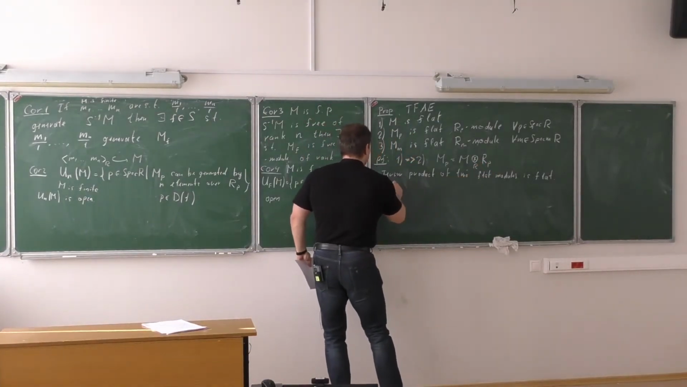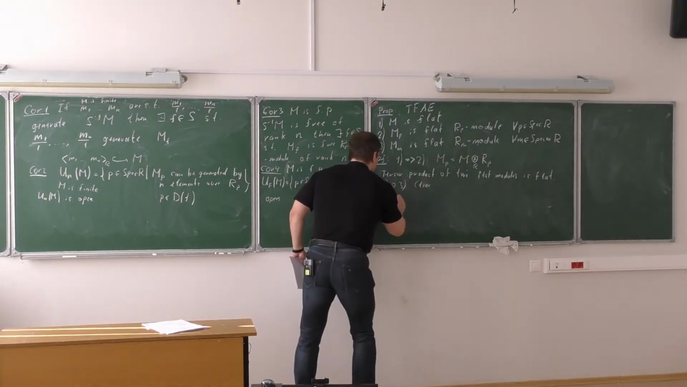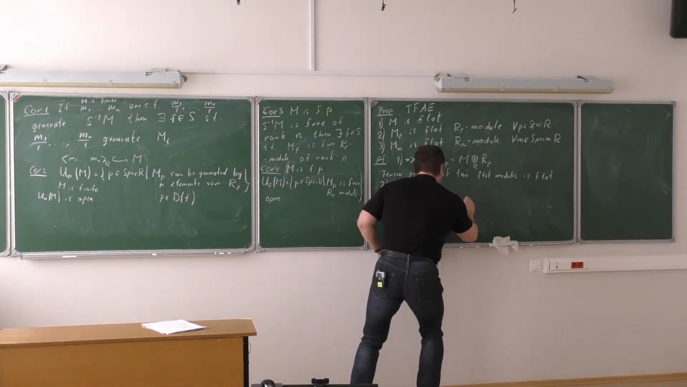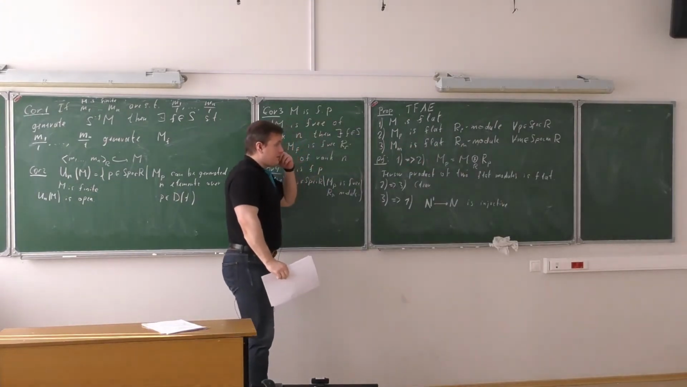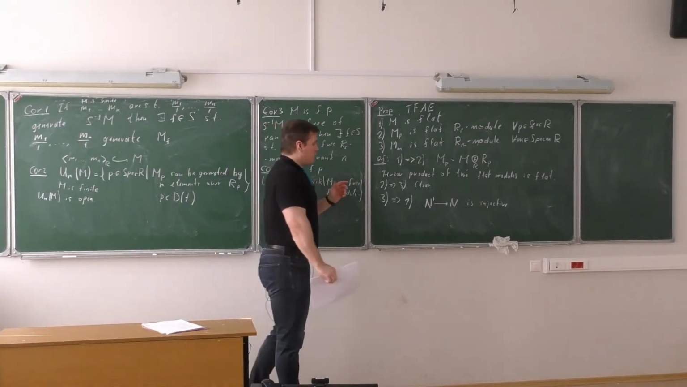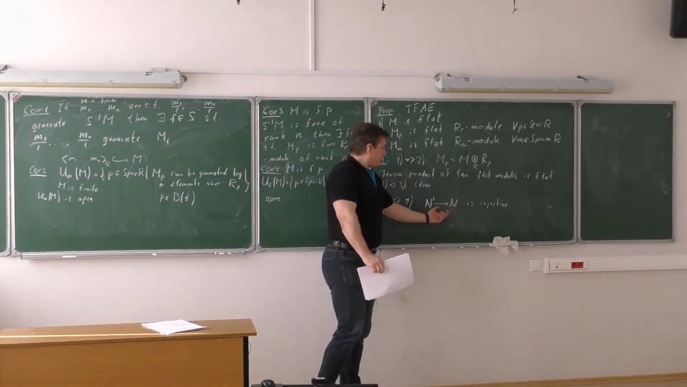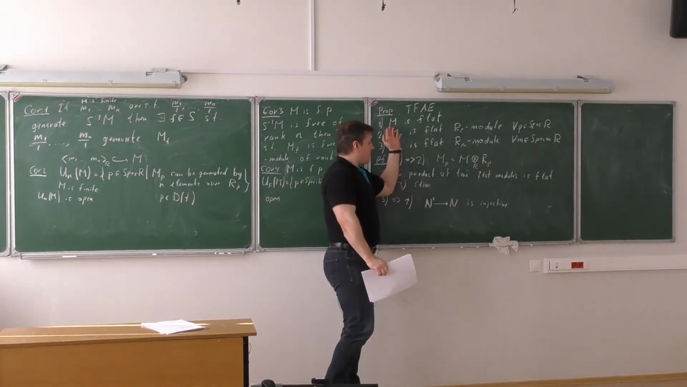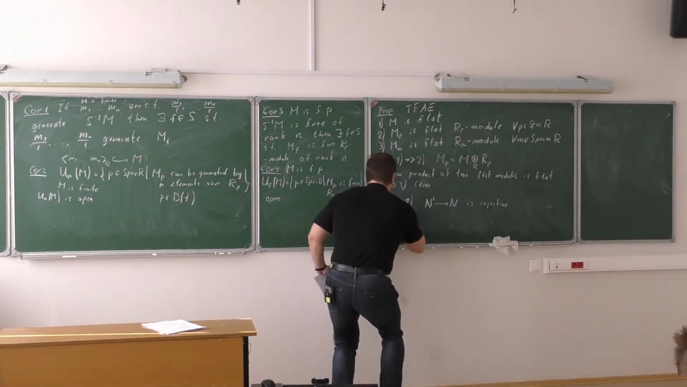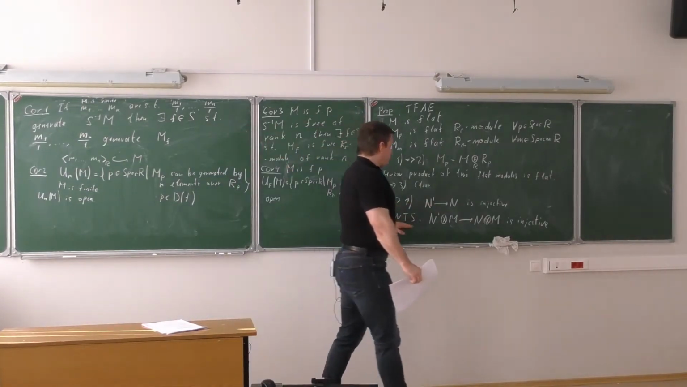Now 2 to 3 is trivial, so let's do 3 to 1. Let's take an injective map. You know that the tensor product with M is always exact on the right, but not necessarily on the left. So if you can show that you take an injective map, take a tensor product with M, and it's still injective, then this is exactly the same as saying that M is flat. Well, this is what we want to show.